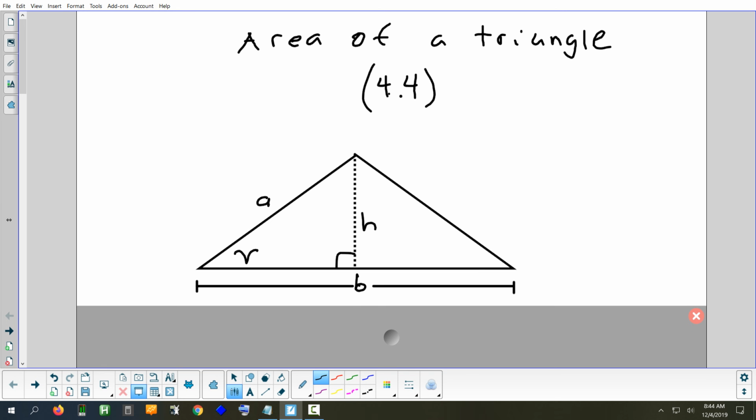All right, so there's a triangle, and I've labeled some things in it, not everything. But B is the base. That's the length of the bottom.